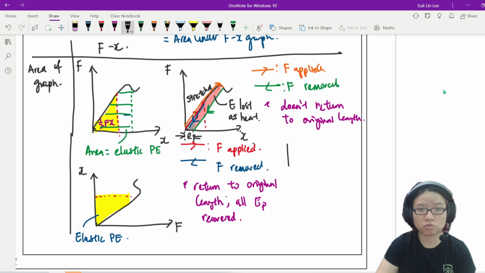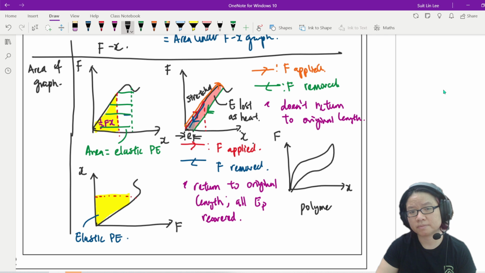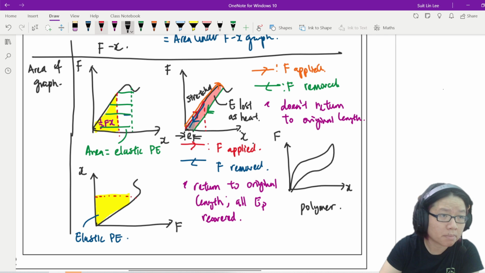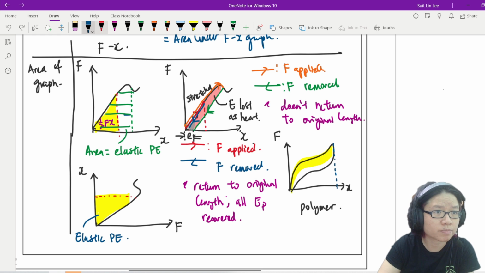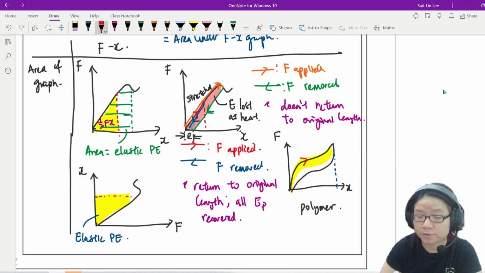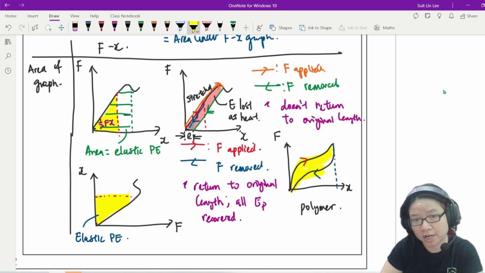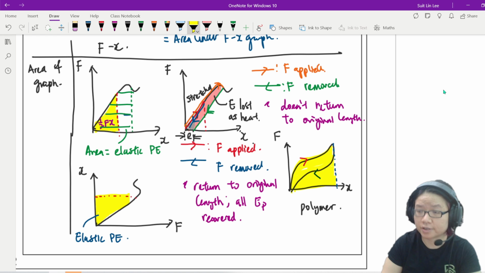Sometimes they will give you a force-extension graph that looks like this. Like that, then like that. Teacher, what is that one? This is a polymer. It doesn't follow Hooke's law. But let's say I shade the areas. The area under this curve is when you stretch. You apply force. Let me try to follow color. This is force applied, so you're stretching something and the extension increases. This is force removed.